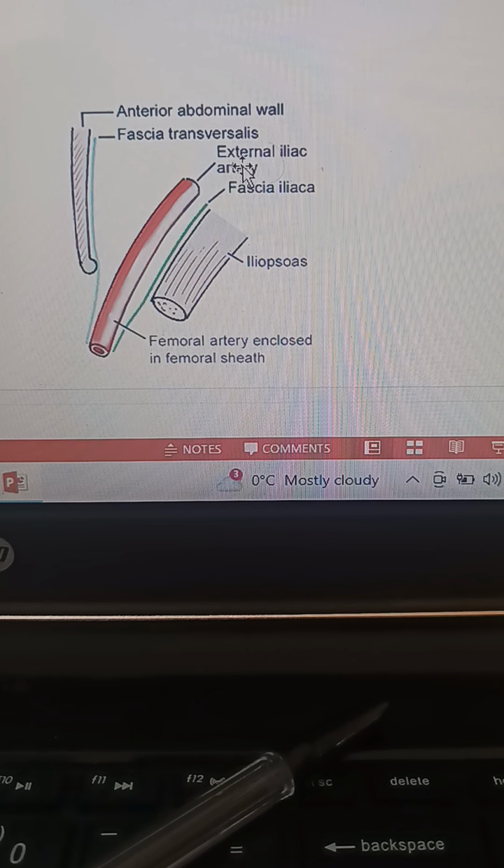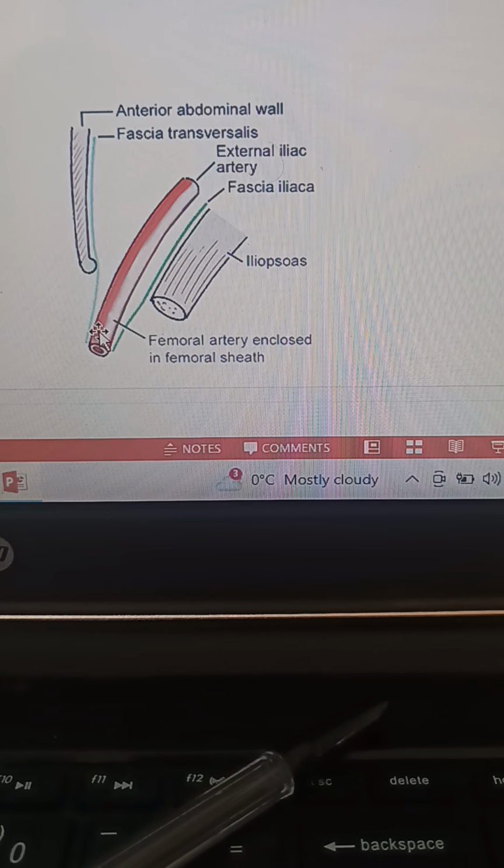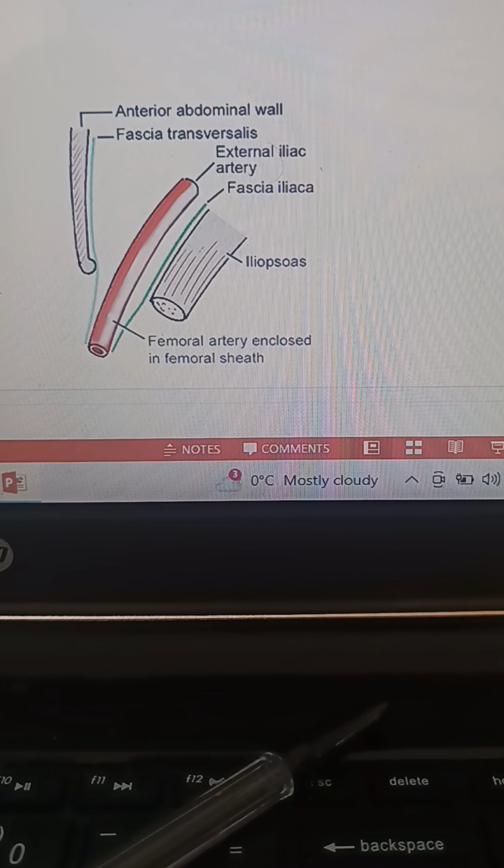Now let us see the external iliac artery trying to escape out of the pelvis into the anterior thigh, or the front of the thigh. The moment the external iliac artery crosses the inguinal ligament, it is called the femoral artery. When the femoral artery escapes into the anterior thigh, it is ensheathed by these two fascias, that is, transversalis fascia in front and fascia iliaca behind. This ensheathing is called the femoral sheath.